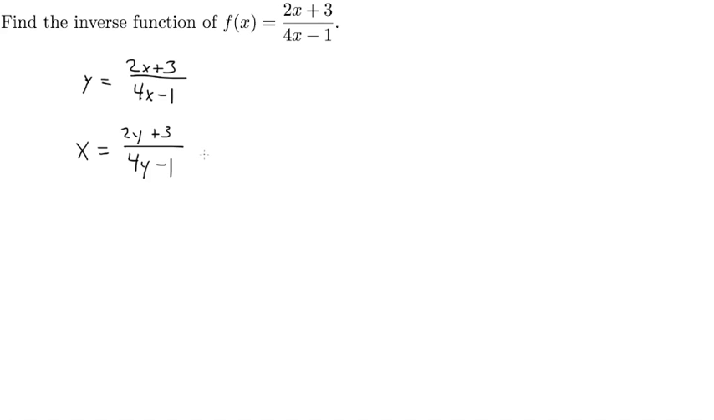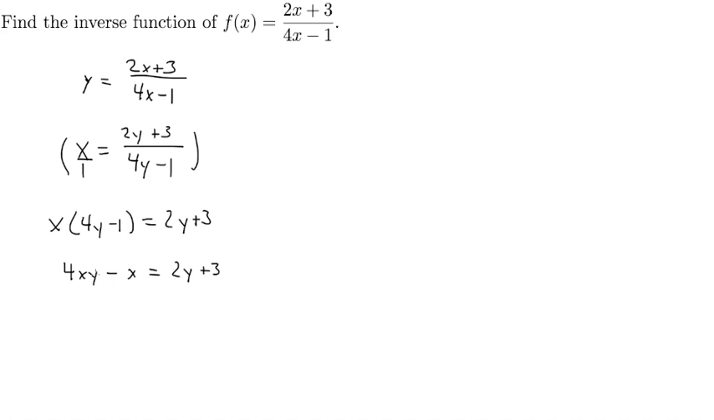And now I want to solve for y. So I need to multiply both sides here by my denominator, or equivalently you can think of it as cross-multiplying here. So that gives me x times (4y minus 1) equals 2y plus 3. So I'm going to go ahead and multiply this out: 4xy minus x equals 2y plus 3.